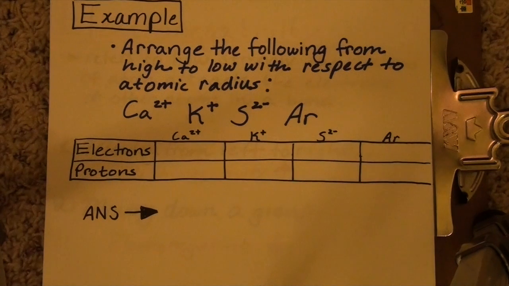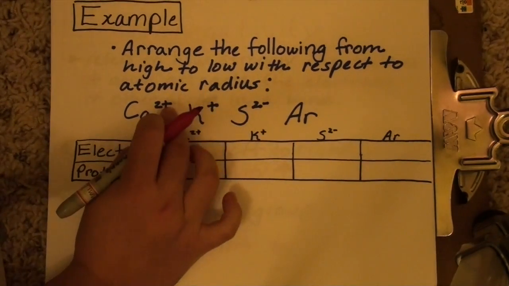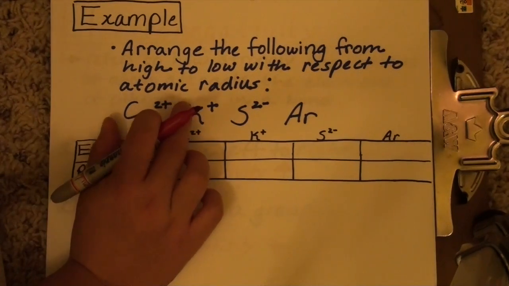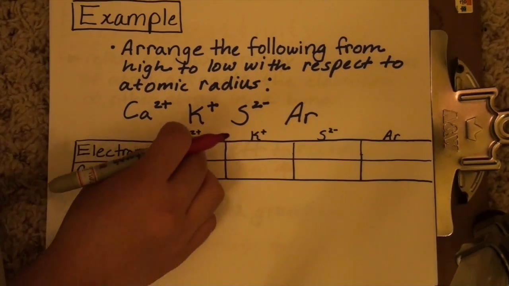We need to arrange the following from high to low with respect to atomic radius. We're given calcium 2+, potassium +1, sulfur 2-, and argon. So we need to put these in order. Looking at the number of electrons calcium has, since its atomic number is 20, we're going to put 20 first. But then we see a 2+. If the charge is 2 plus, then 2 electrons must have been taken away from the amount of electrons there originally is.